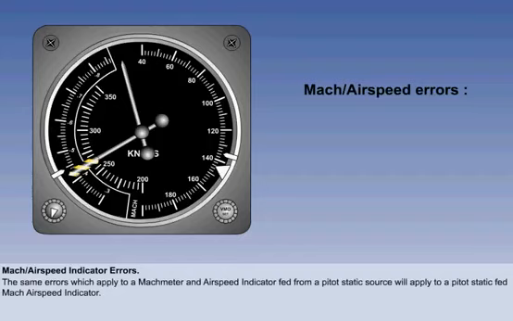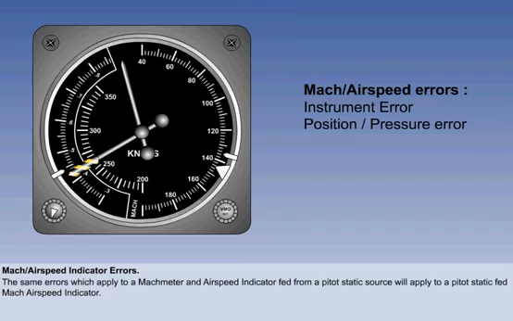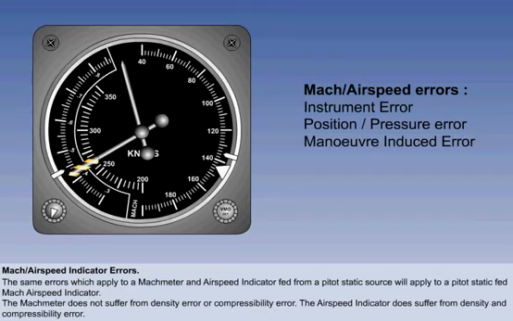These errors are firstly, instrument error. This error results from manufacturing imperfections, friction and play in the moving parts of the instrument. The next error is position or pressure error, which occurs as a result of suction and turbulent airflow in the vicinity of the pitot head or static source. And thirdly, we have maneuver-induced error. This error results from temporary and unpredictable fluctuations of air pressure around the static source.